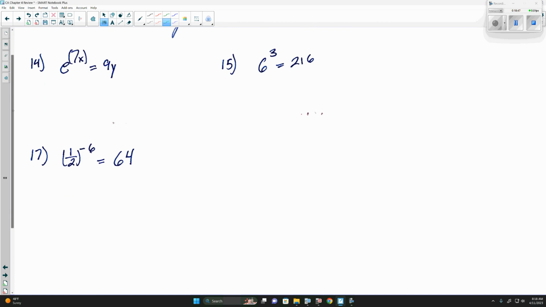Now going the other direction, we can use the formula that we just had, flipping it from one to the other, or we can apply the log to both sides. So here I can apply ln. ln of e to the 7x simplifies to just 7x. And the other side we have ln of 9y.